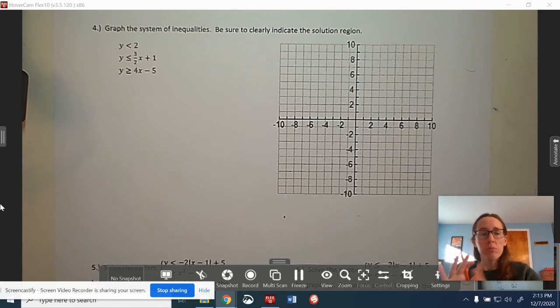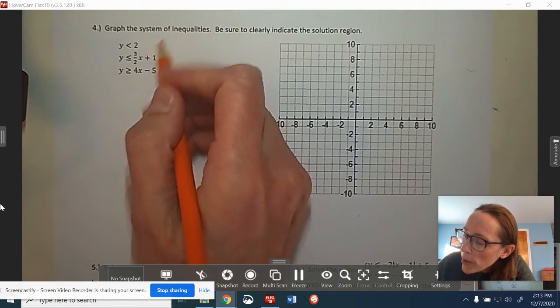If you don't want to copy it down, that's going to be okay. We're going to graph these one at a time. And I have 3 color pencils because that's the style I prefer for graphing my inequalities. So here's my first one.